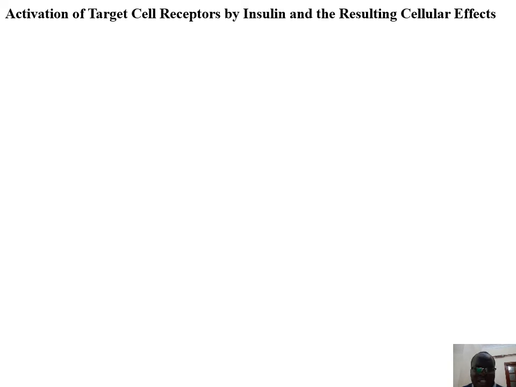Activation of target cell receptor by insulin and resulting in cellular effect. What's the action of insulin, or the mode of action for insulin? How is it going to activate the receptor? So you need to remember the structure of the insulin hormone, then how it's going to interact with the insulin receptors, activating the insulin receptor substrate, activating the tyrosine kinase. So you need to understand. Such a question can also come as an essay question.